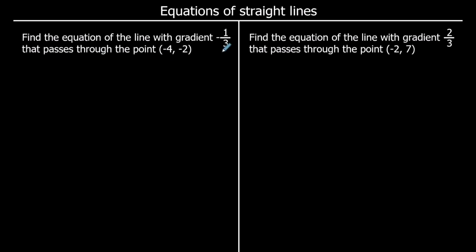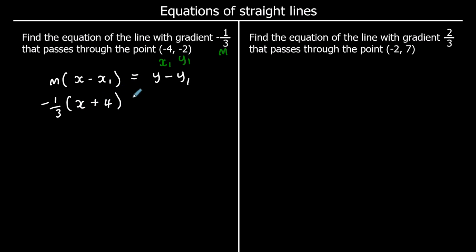Same again, so we've got a gradient and a point. Find the equation of the line with gradient minus a third that passes through the point negative 4, negative 2. So the gradient and a point. So the gradient times x minus x1 is equal to y minus y1. So minus a third times x minus negative 4, I'm just going to write plus 4, equals y minus negative 2, I'll just write plus 2.